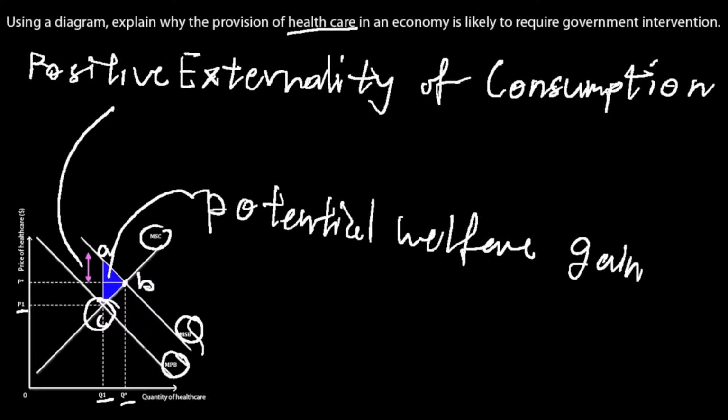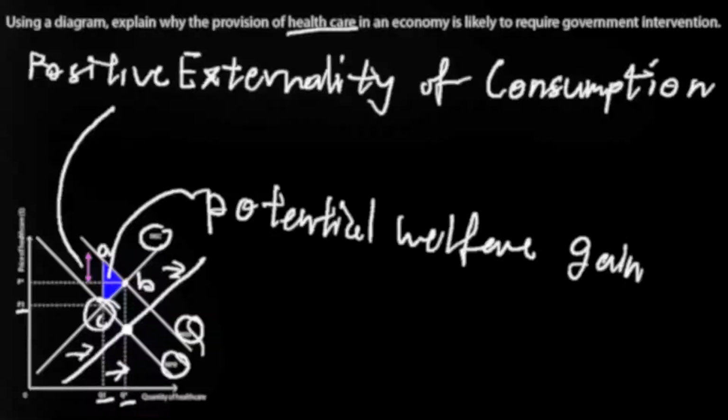The government, knowing that the socially efficient level of consumption is actually at Q star, would then have to step in to increase the consumption from Q1 to Q star. They can do this by subsidizing or providing healthcare, which would shift the marginal social cost out. The consumers will react to the decreased price by consuming more until they reach the socially efficient level of consumption, Q star. This is the reason why the provision of healthcare in an economy is likely to require government intervention.